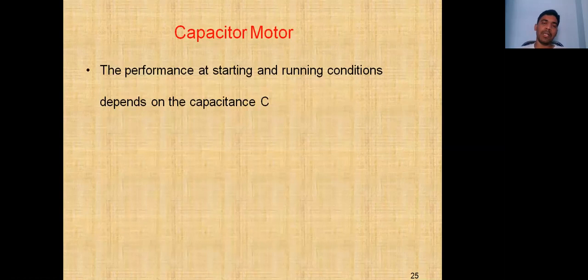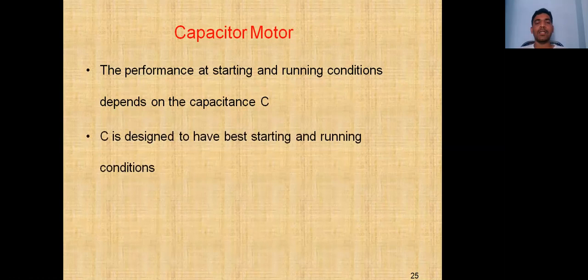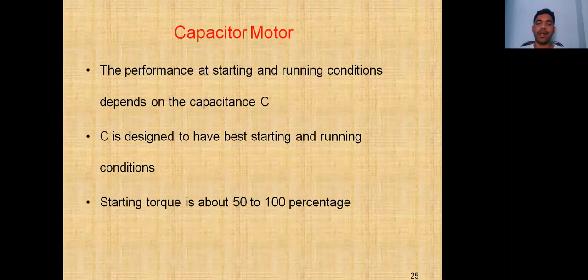The performance at starting and running conditions depends on the value of capacitance C. C is designed to have the best starting and running conditions. Generally, it is an oil type. Starting torque is about 50 to 100%.